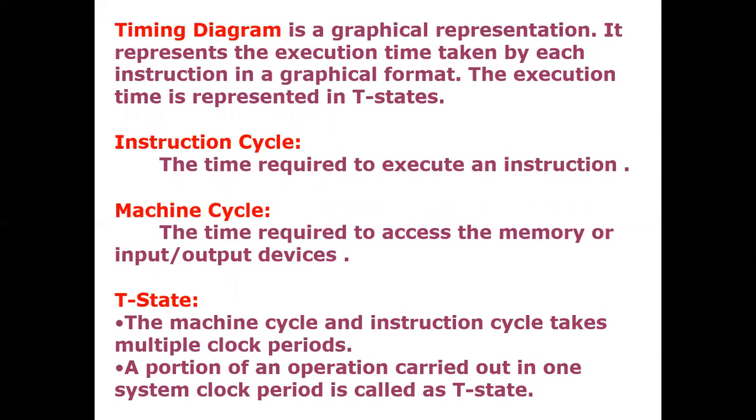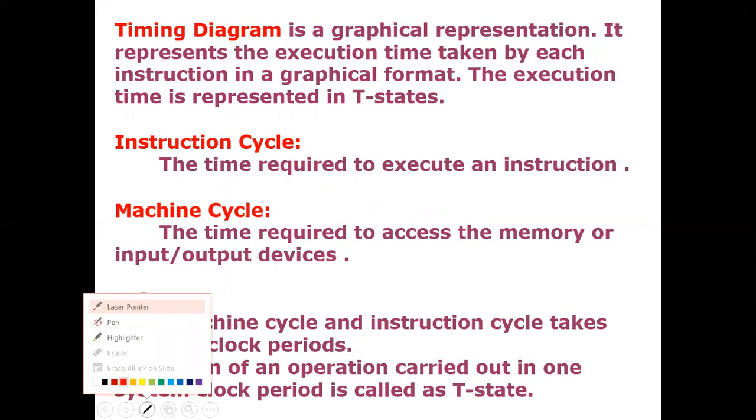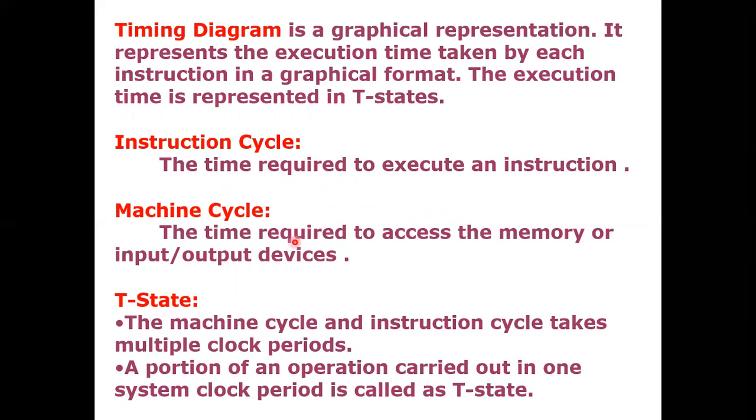Machine cycle means the time required to access the memory or input output device. We already discussed memory read, memory write, input output read, input output write. That is called the machine cycle. In memory we are going to read and write, so there are two operations: memory read and memory write. In our external input output device, we are going to read and write, so that is input output read and input output write. These are the machine cycles.